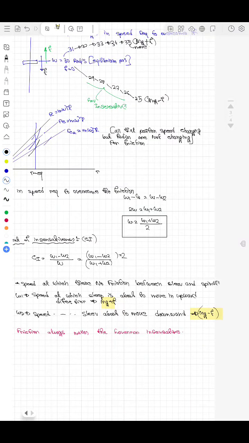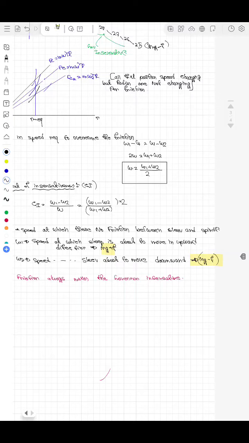Friction always makes a governor insensitive. So that is the main point here: friction always makes a governor insensitive.